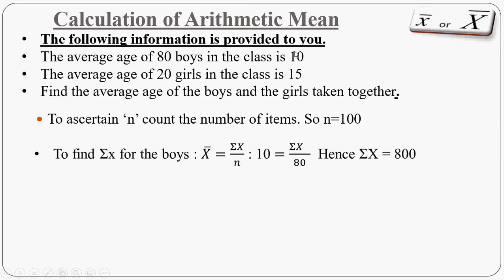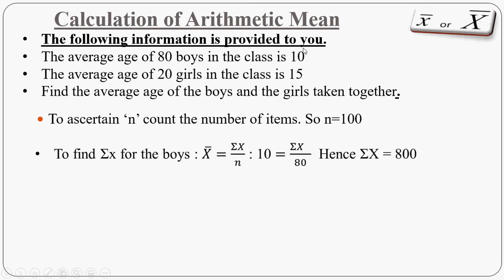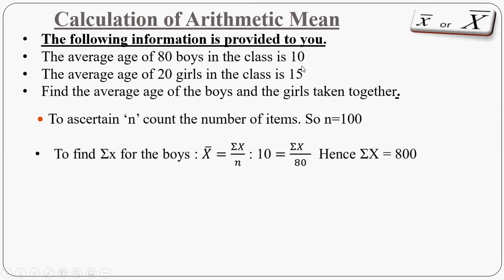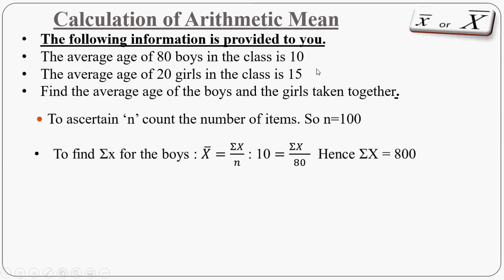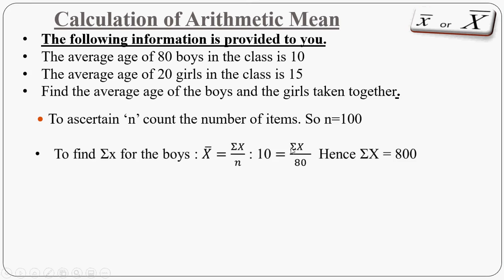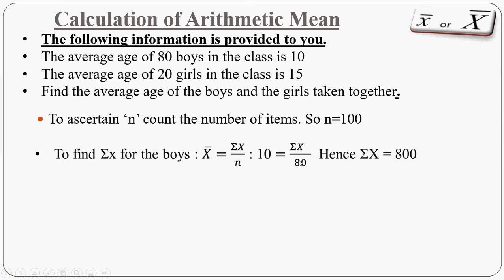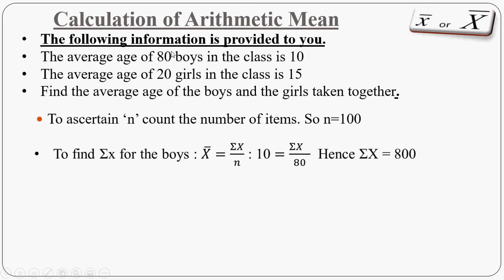The average age of boys in a class is 10, so this is the x. And sigma x we don't know. This is what we have to understand. That is why I have written here sigma x. And this 80 is the number of boys given here in the problem.